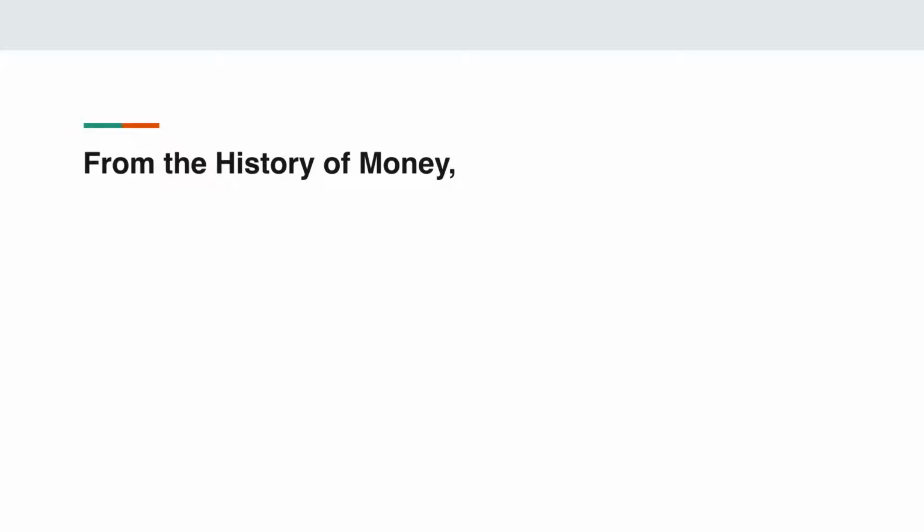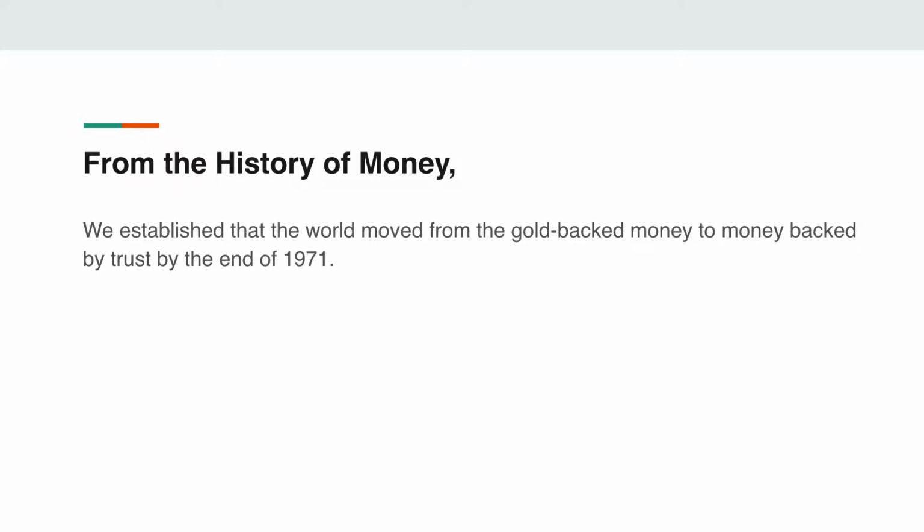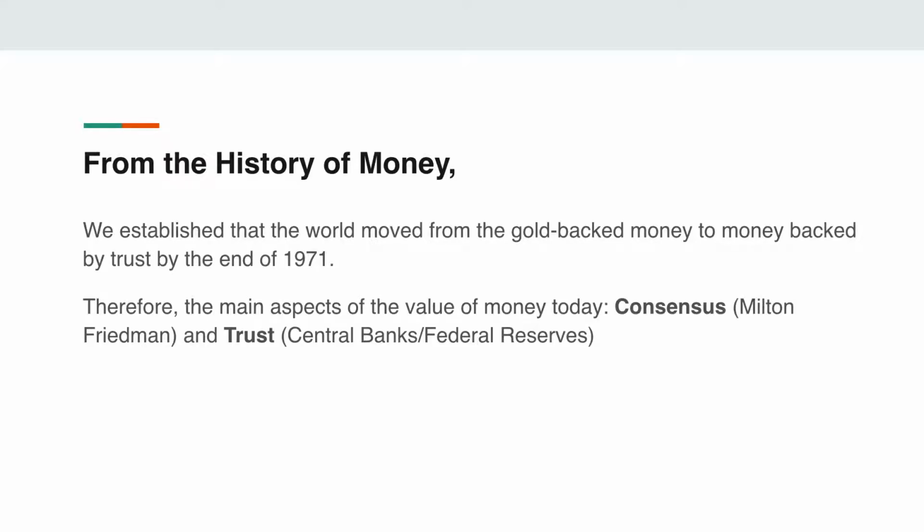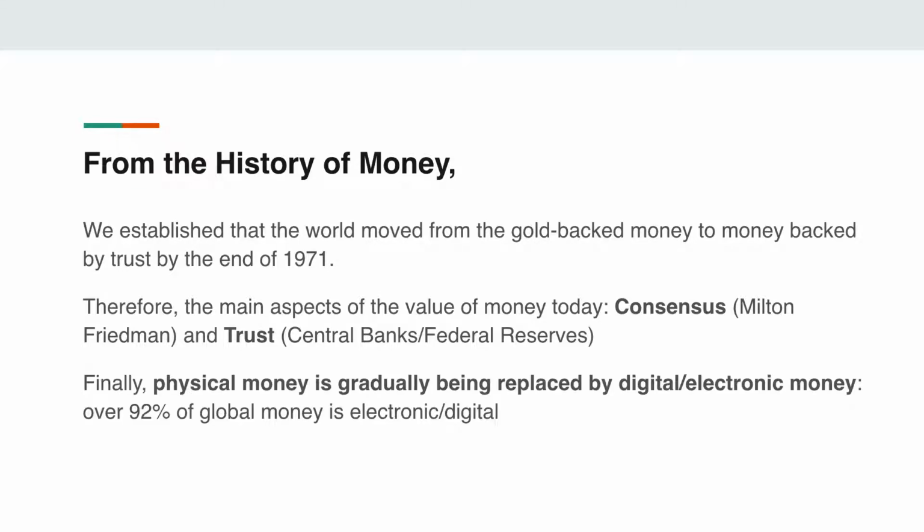First, before we delve into Bitcoin, it is necessary to establish the main points that influence an innovation like Bitcoin. From the previous lecture, we established that the world moved from gold-backed money to money backed by trust, that's fiat currency, by the end of 1971. Therefore, we stated that the main aspects of the value of money today lie in, first, consensus, the fact that we have all agreed that paper money has value, as stated by Milton Friedman, and two, in the trust of central banks and federal reserves.